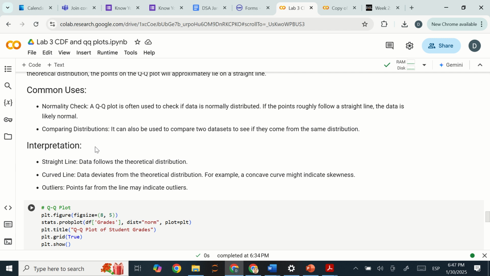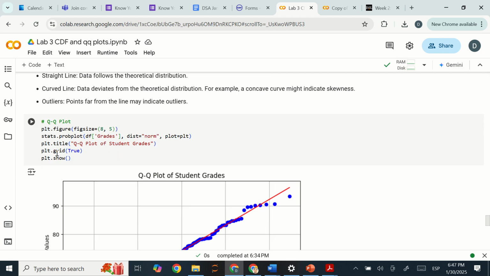The way they work is they always have a diagonal, a straight line, and then you will see the observations, which are the dots or points in the plot. If the observations follow a straight line, then they follow the theoretical distribution. But if your observations follow a curved line, then that probability distribution is not a good assumption. So let's do an example here.